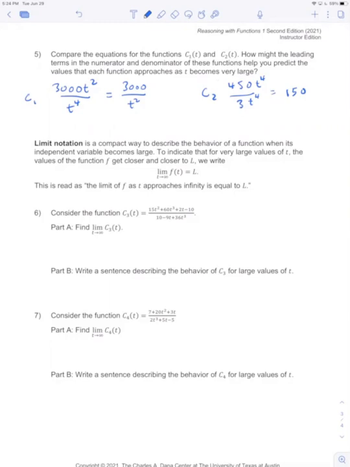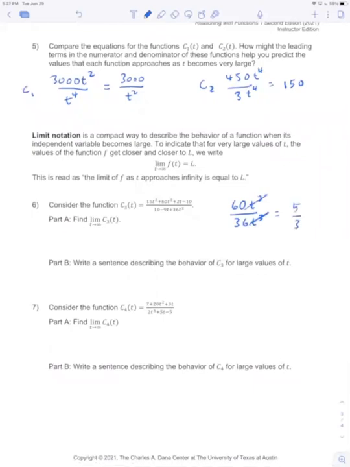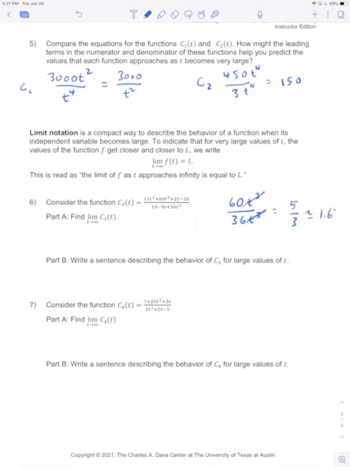Part 6, consider the function C3 of t is equal to (15t squared plus 60t cubed plus 2t minus 10) over (10 minus 9t plus 36t cubed). Part A says find the limit of C3 as t approaches infinity. Well, concentrating on the leading terms, the numerator has 60t cubed. The denominator's term is 36t cubed. So we get rid of that and we reduce 60 over 36. We'll end up with 5/3, which is about 1.67 as a decimal.